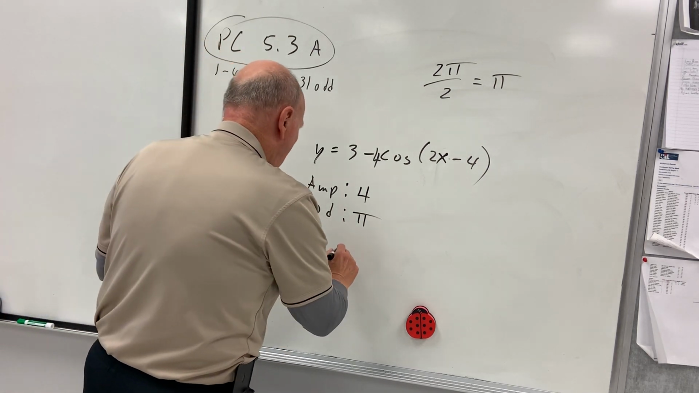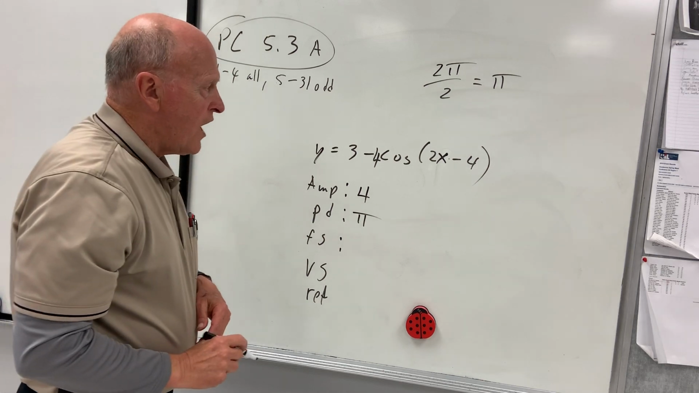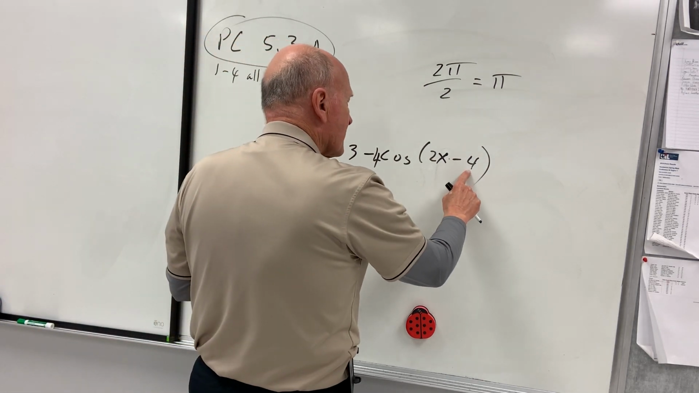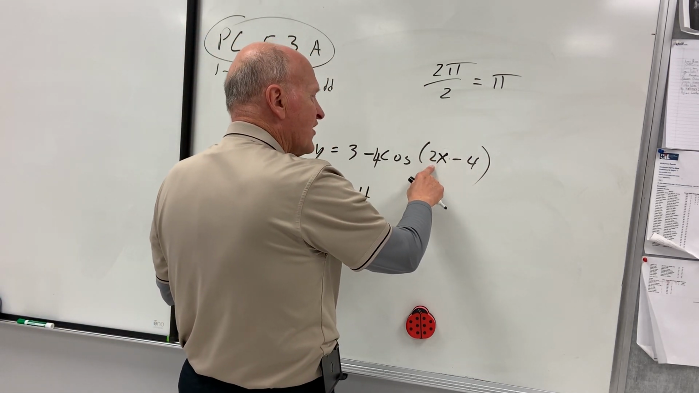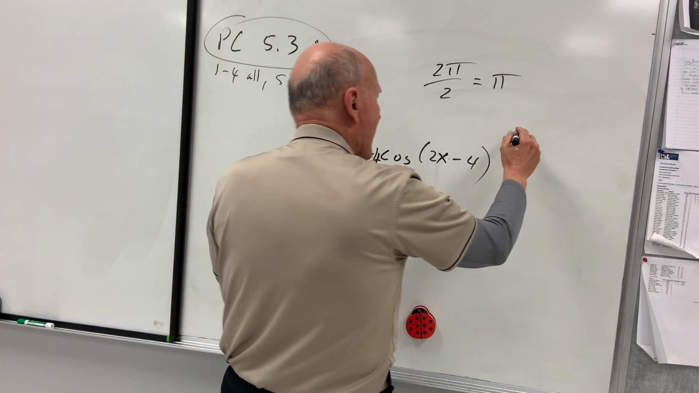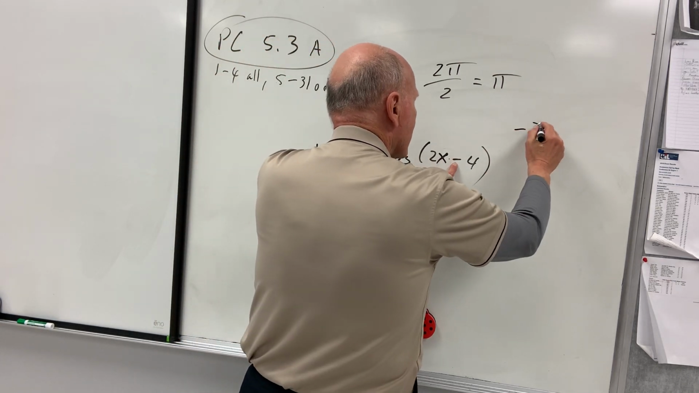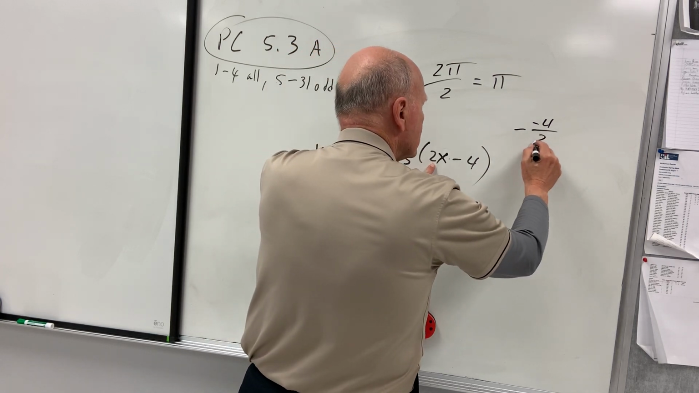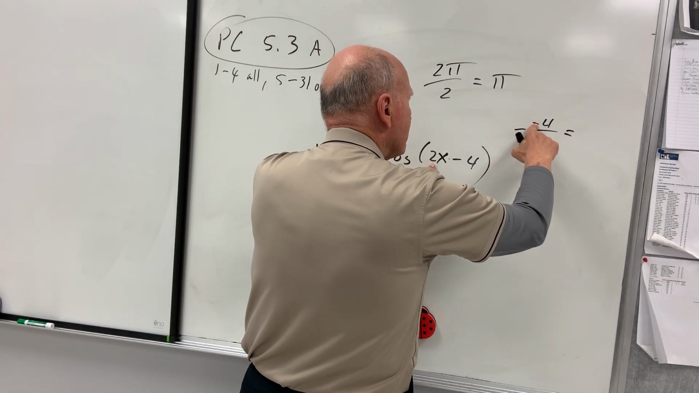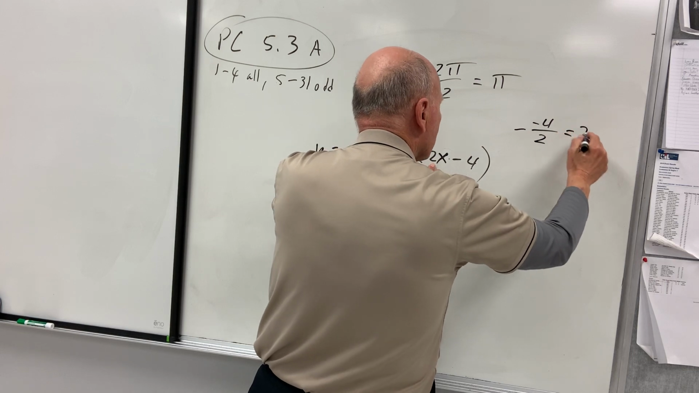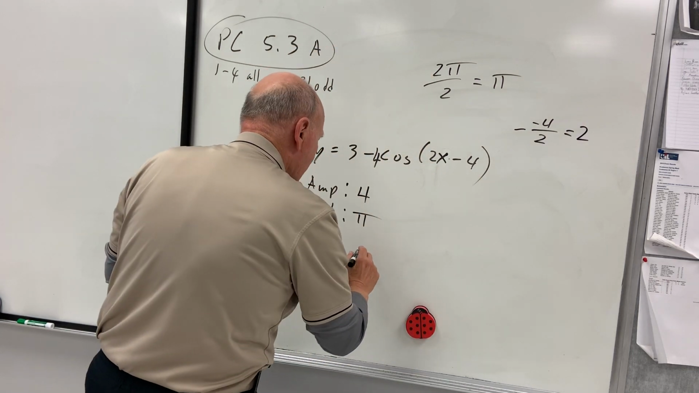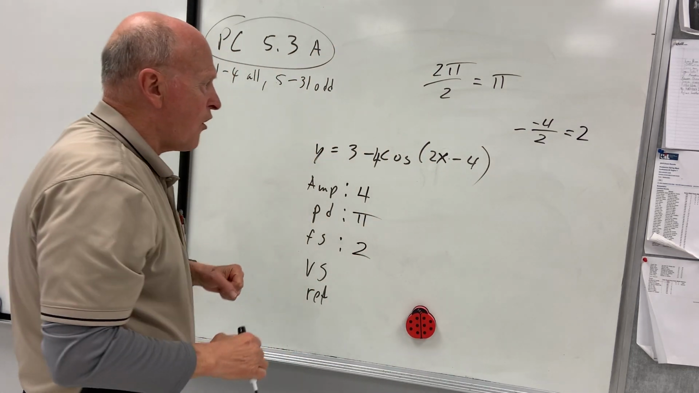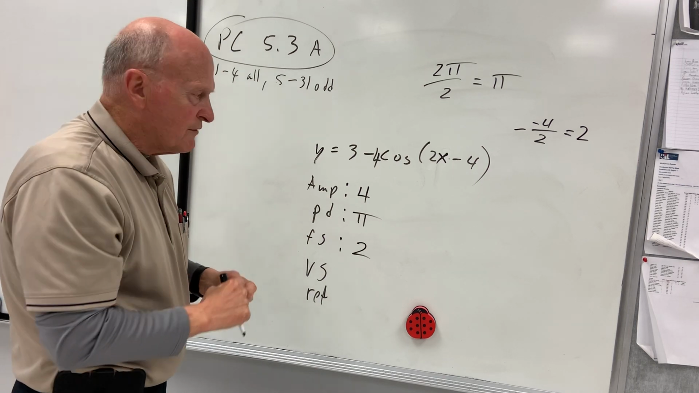Phase shift or horizontal shift will always be the negative of the constant divided by the coefficient of the angle. So I've got negative, and the constant is negative 4, divided by the coefficient of the angle, which is 2. Negative and negative is positive. 4 divided by 2 is 2. So I see that the phase shift is a positive 2, or the horizontal shift is a positive 2.